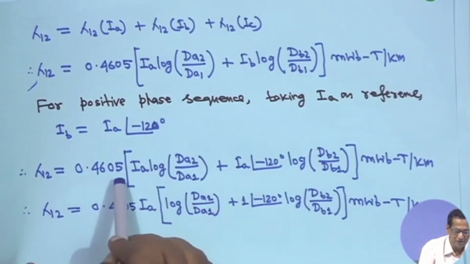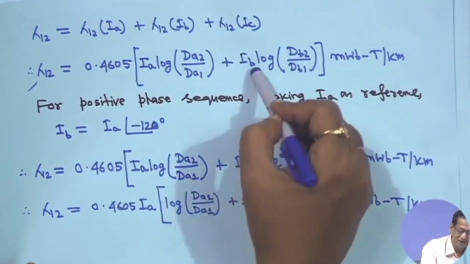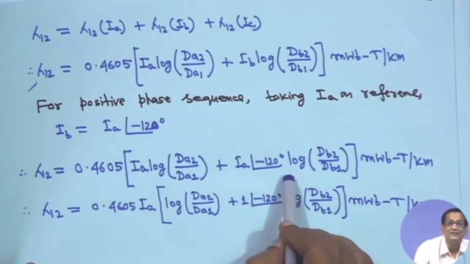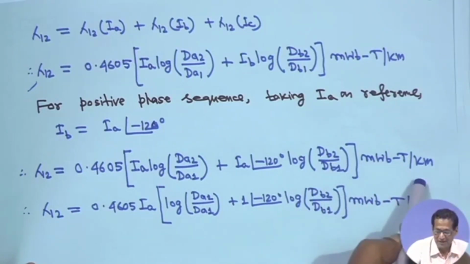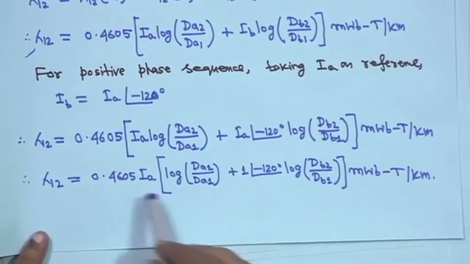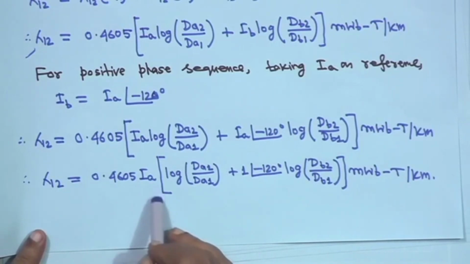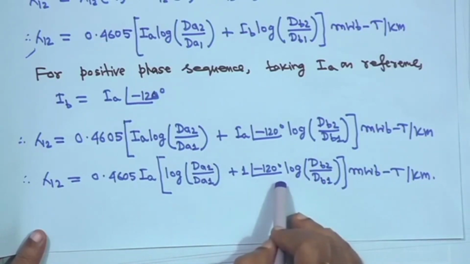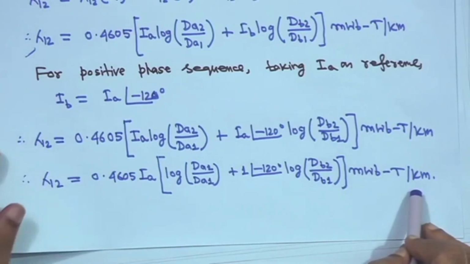Here you substitute in this expression IB equal to IA angle minus 120 degree. Then lambda 12 is equal to 0.4605 IA log dA2 upon dA1, then instead of IB we put IA angle minus 120 degree log dB2 upon dB1 milliweber turns per kilometer. You take IA common. So, lambda 12 is equal to 0.4605 IA in bracket log dA2 upon dA1 plus 1 angle minus 120 degree log dB2 upon dB1 milliweber turns per kilometer, right.